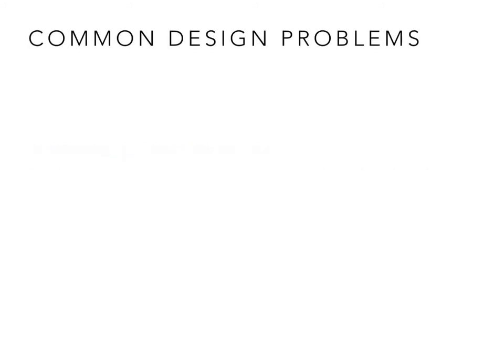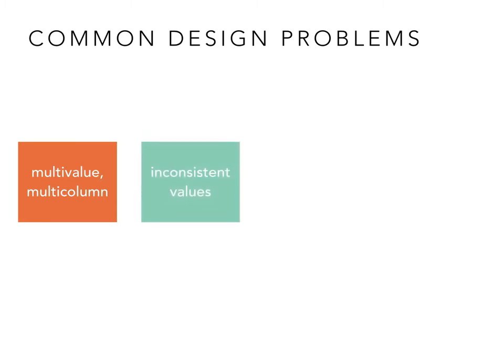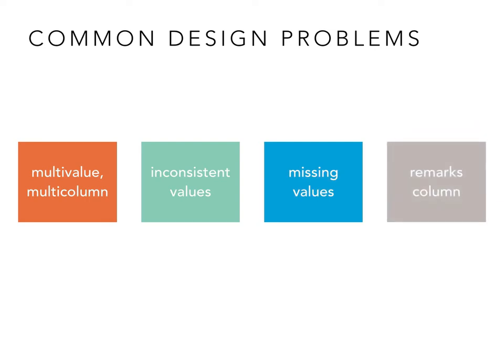As we wrap up this chapter, the author points out 4 common design problems that are very practical, I'd say. First is the multi-value, multi-column problem. So we're going to look at each of these and then talk about how to address them. Secondly is the idea of inconsistent values in rows. Thirdly, what do we do when we have missing values or nulls in the data? And lastly, what do you do when you've got this general purpose remarks, notes, comments column?